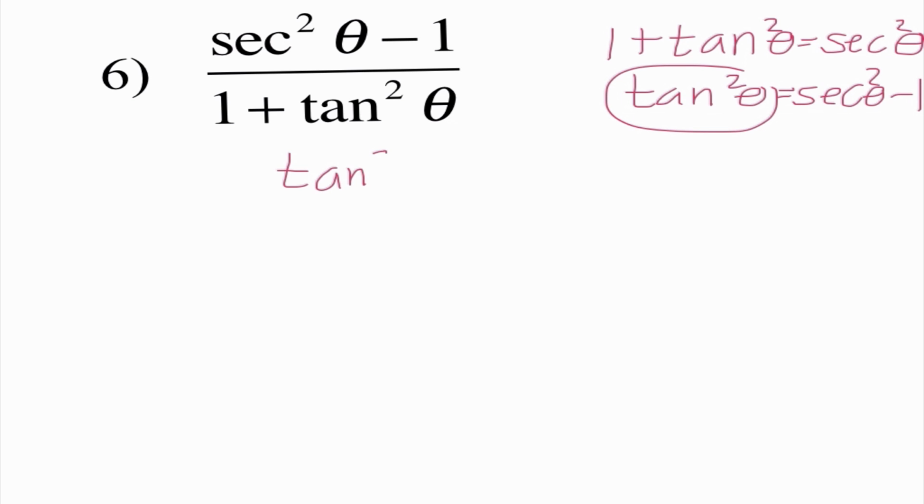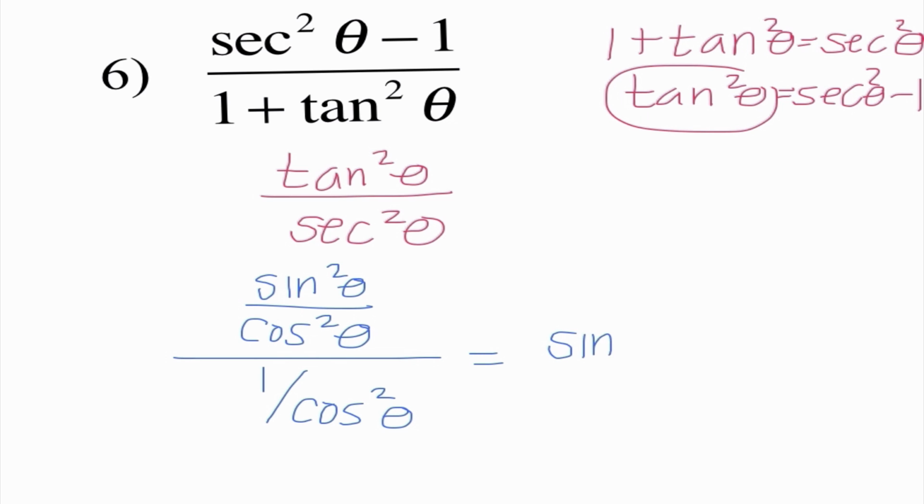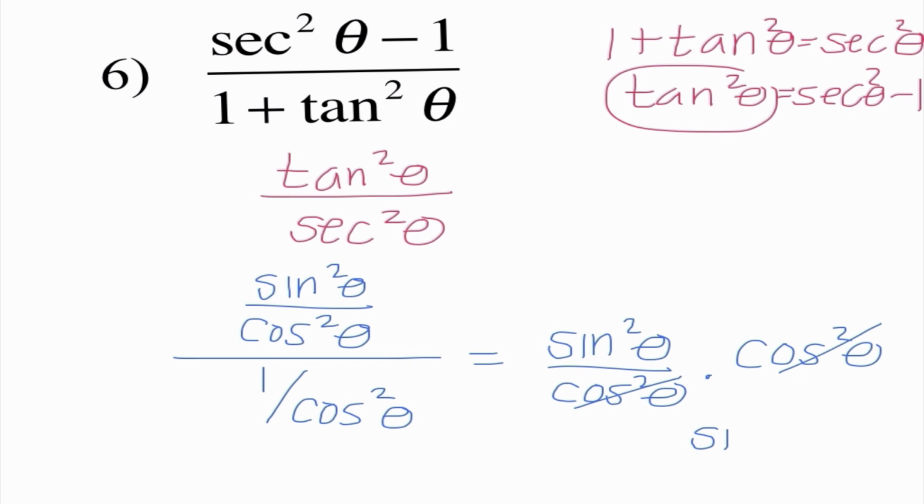So I could go ahead and make this tan squared over secant squared. Because I know secant squared minus 1 is equivalent to tan squared, and 1 plus tan squared is equivalent to secant squared. At this point, I'm going to change everything in terms of sine and cosine. So please note that since this is squared, I am making sine and cosine squared as well. And secant squared would be 1 over cosine squared. When I divide by a fraction, it is like multiplying by the reciprocal. And so these cosine squareds cancel out, and sine squared would be my final answer.